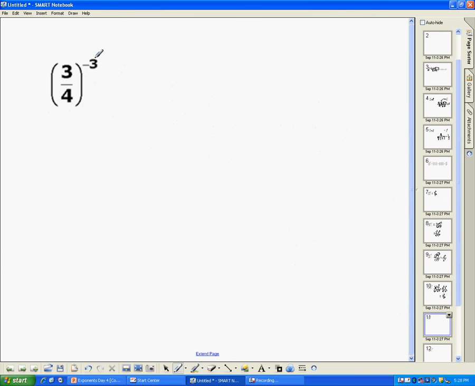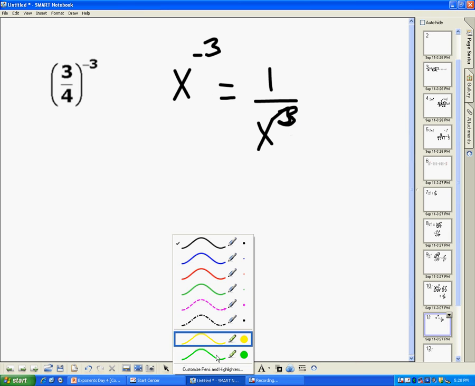Now, there are times that you're going to have a negative exponent. And so from a few days ago, we discussed how anything that's to a negative exponent is the same thing as saying 1 over that exponent to the positive power. So x to the power of negative 3 is equal to 1 over x cubed. And I'm sorry that that looks so bad.